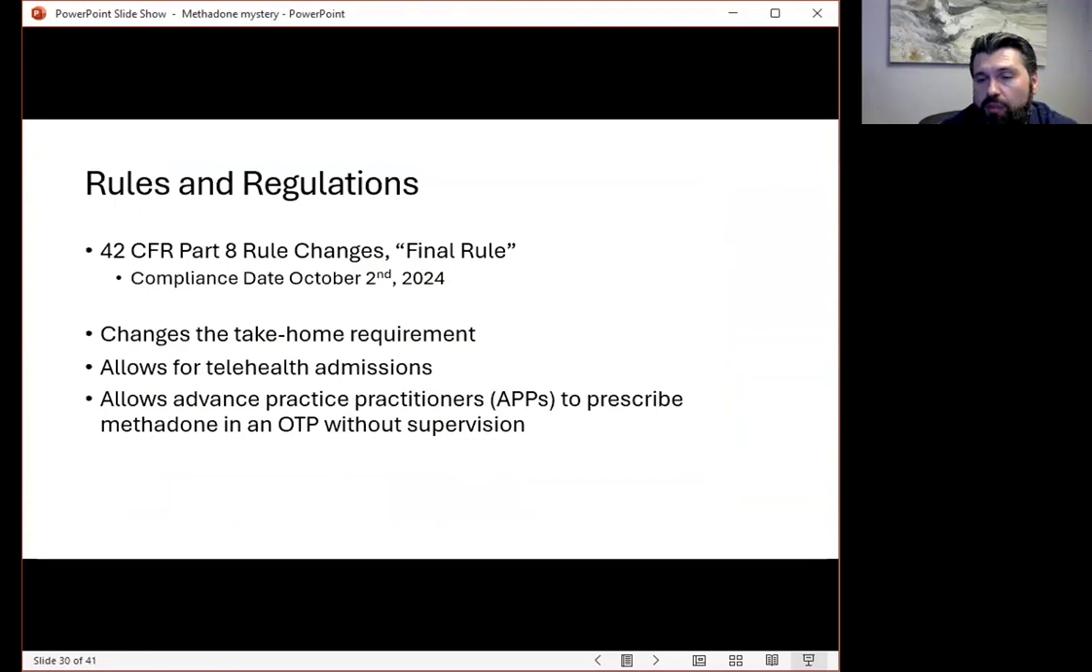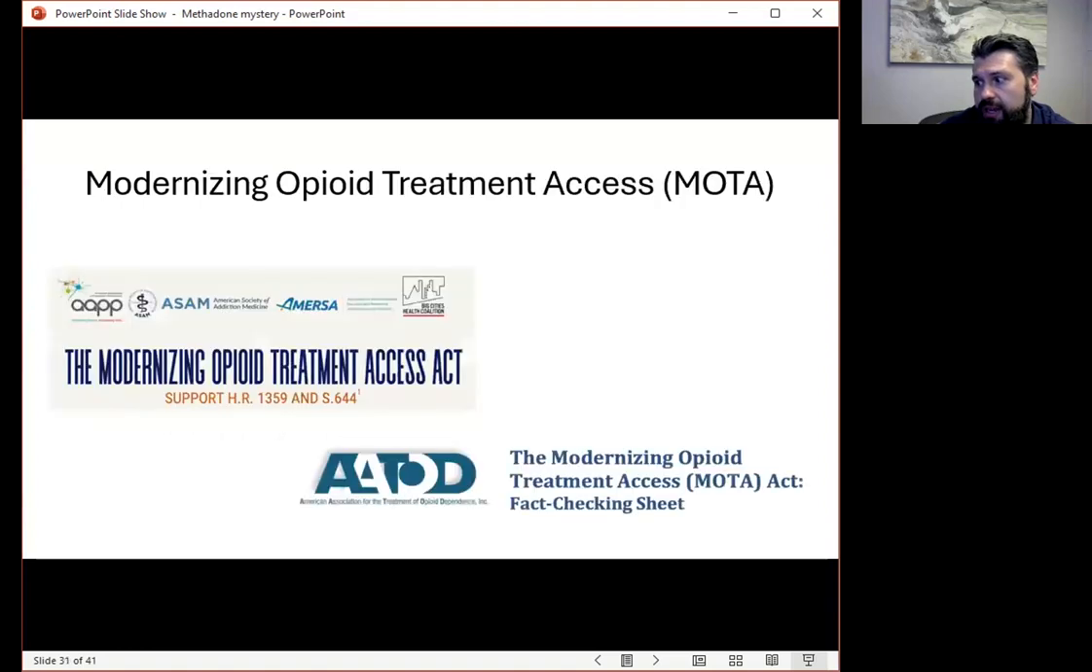I do want to say there is some hope, and there have been some recent changes. Just last month, there was a federal change to 42 CFR, which is called the final rule. The good news is it really changed the take-home requirement. It allows flexibility of up to 28 days of medication, in accordance with some changes that happened during COVID-19. It allows for telehealth admissions, which again increases accessibility, and allows APPs, or advanced practice practitioners, to prescribe methadone in an OTP setting without the supervision of a medical provider, MD or DO. So there have been some changes, which I think are hopefully going to increase access and decrease the burden of having to come to the clinic every day.